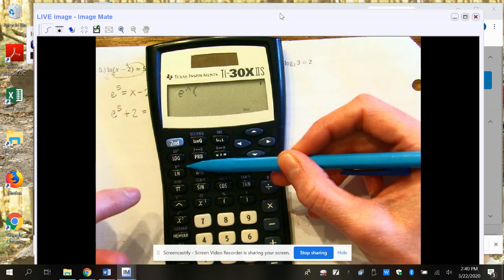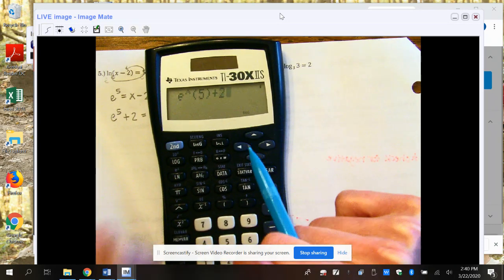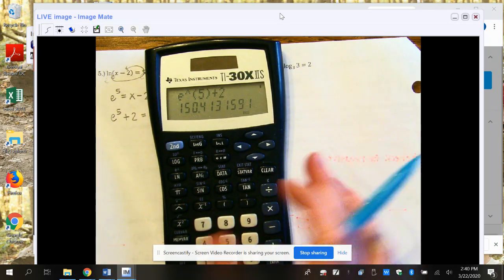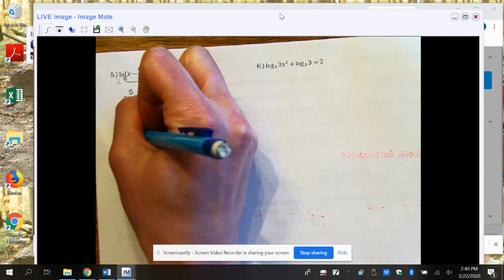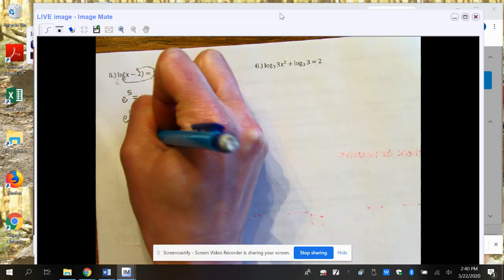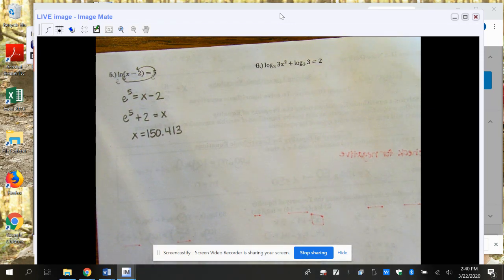So e to the 5th, close the parentheses. Now we're adding 2 to that. So that's going to be about 150.413. And that would be my answer.